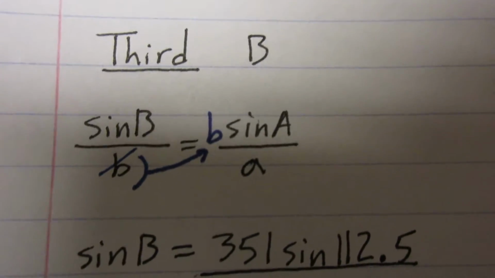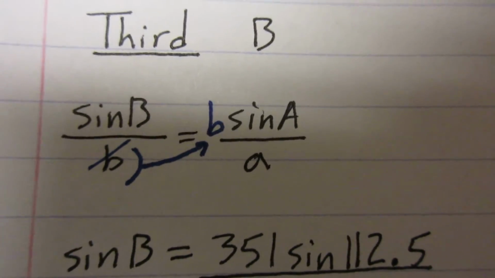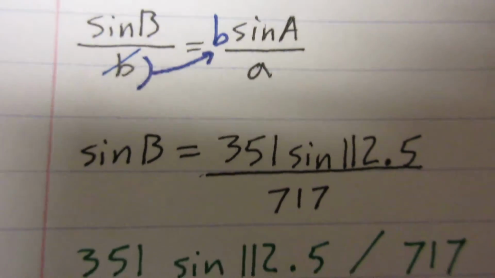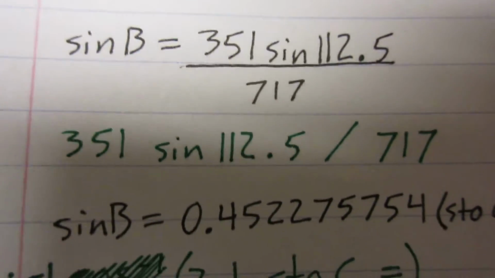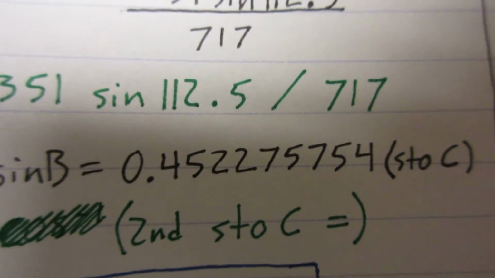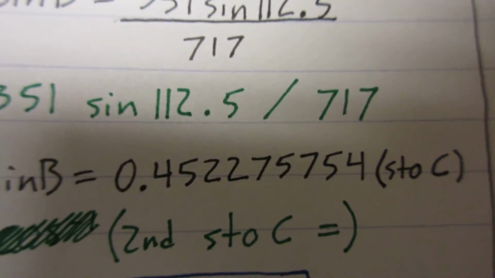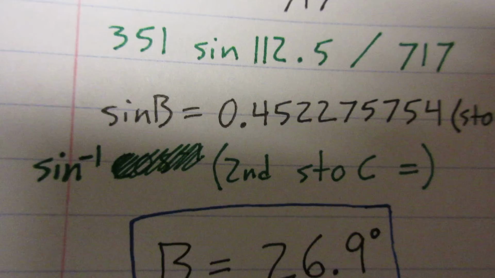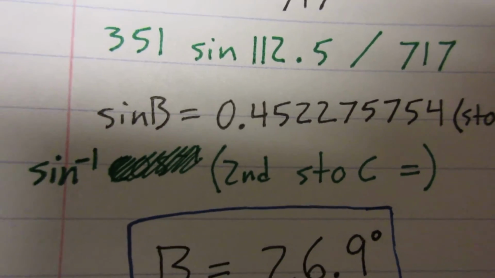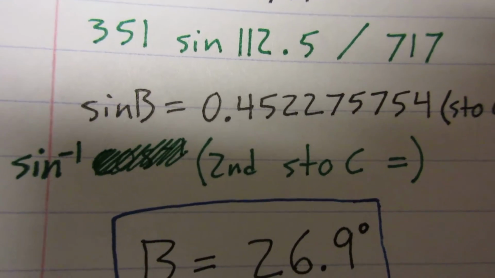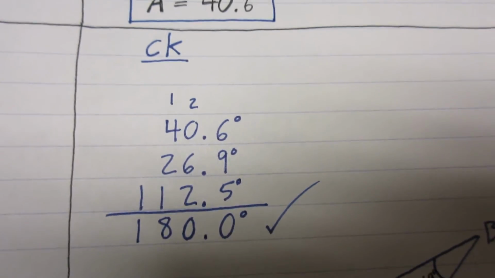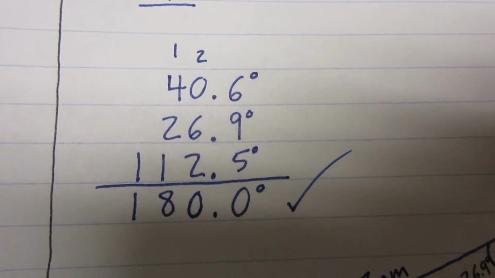Third, I used the sine law. I moved the B length up near sine A over A. Plugged in my numbers, did my calculator work right here, stored this big long number in C, my C storage, and then did my calculator work. I was about to plug in cosine inverse, but I caught myself there, and then came out with my answer for that one. To check myself, I added them all up and they did come out to be 180.